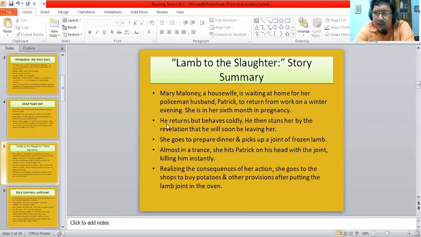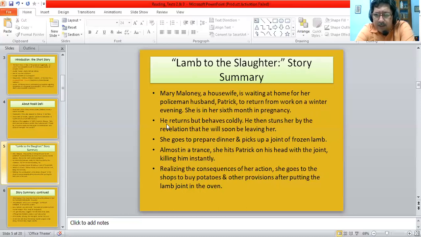Almost in a trance, she comes back to the living room and her husband, Patrick, is standing there. She hits him on the head from the back with the joint, killing him instantly. She then comes out of this state of shock or numbness, which his revelation had temporarily thrown her into, and she realizes full well the consequences of her action. She then puts on an act.